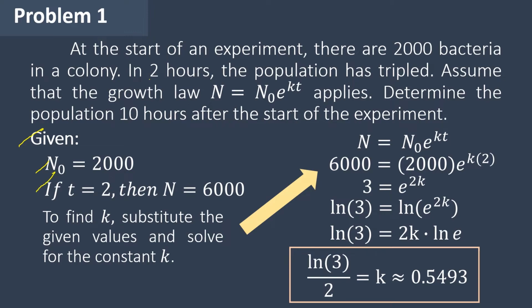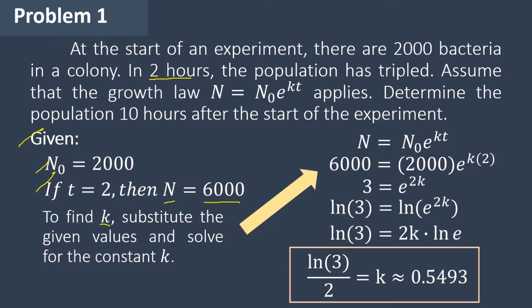So, nakalagay dito, in 2 hours, the population has tripled. So, ibig sabihin, given na agad yung value ng N natin. So, from 2,000, it is tripled. So, 2,000 times 3, yung number of bacteria natin becomes 6,000. So, yung hahanapin natin dito would be, ilan kaya yung bacteria pag umabot na ng 10 hours. So, kung mapapansin natin, wala sa given yung value ng k. So, before natin ma-solve yung problem, kailangan muna nating kunin yung value ni k.